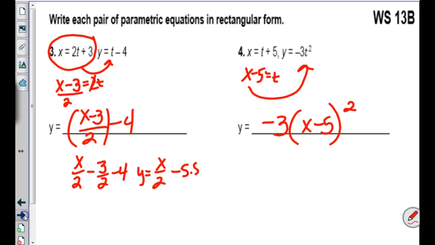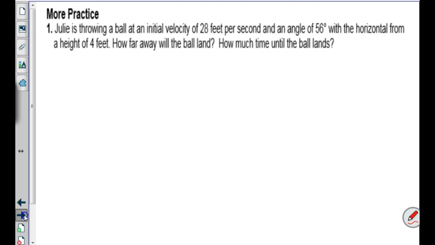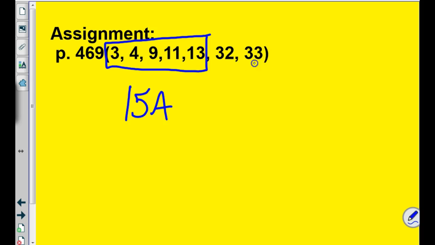So tonight, your homework is page 469, but it's in your packet. Which page is it on? 15A? And which ones can you get through here? Through 13? Does that seem right? These are the two you won't know how to do yet. Okay. Everybody good?